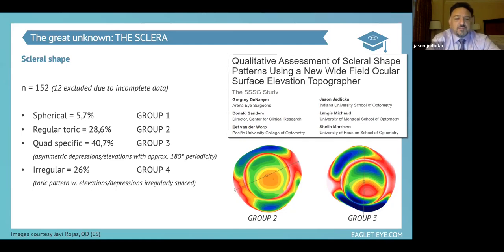When we look at the most common types of scleral shape, we see quadrant-specific effects. Again, we notice this in particular with our irregular cornea and ectasia patients, and then just simply irregular shaped scleras. Now, it's entirely possible, given a lack of experience or availability of quadrant-specific designs or freeform designs, that many of our quad-specific and irregular scleral-shaped patients do better in torics than they do in spheres.